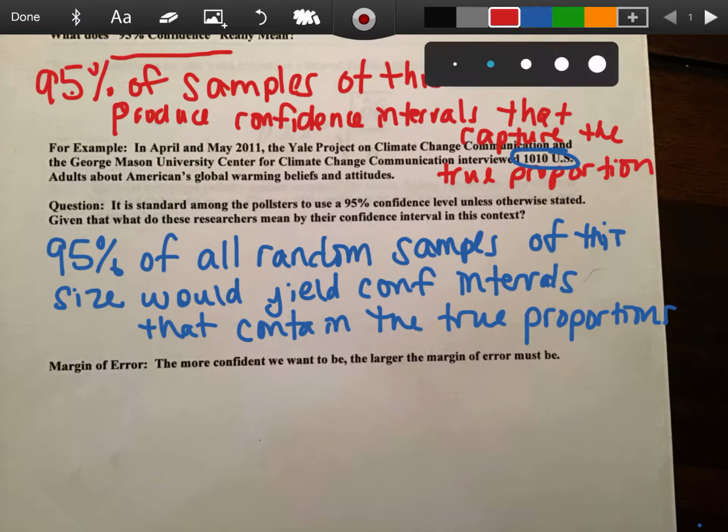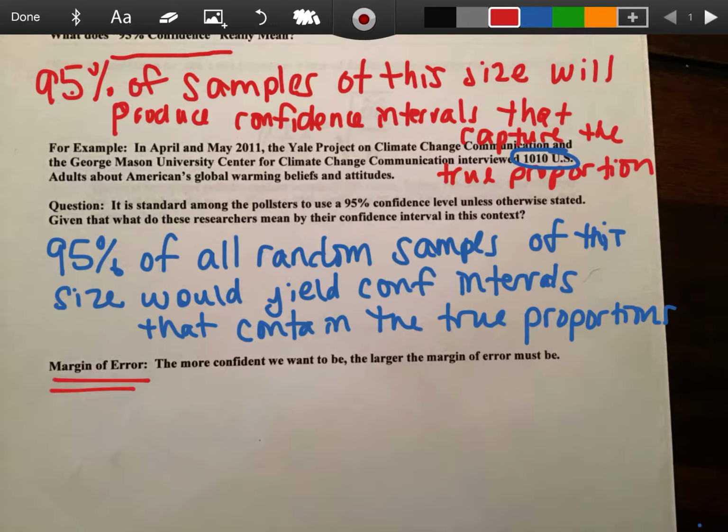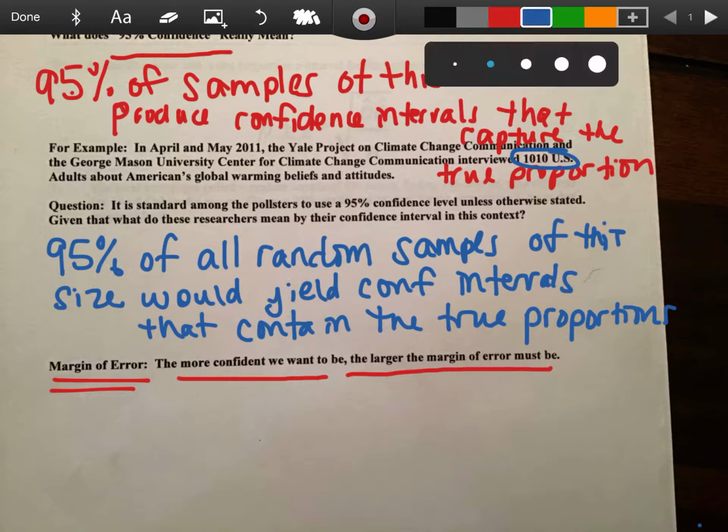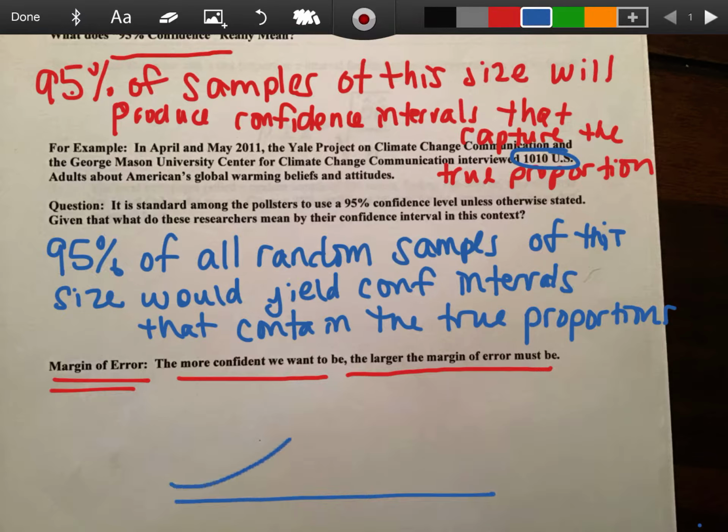So when we then start to hear things about margin of error, in your head it should make you think: how far am I really off? How much error movement do I have? So the more confident we want to be, the larger the margin of error must be. So let's think about this based off of our normal curve. Now remember, let's say we have what we think is our true proportion. And we go out here and we say 68% of our data falls in there.